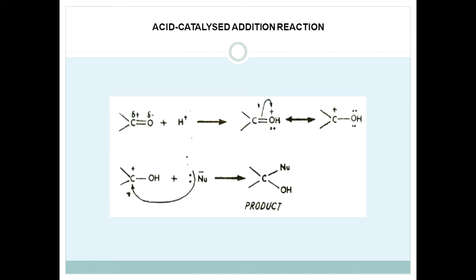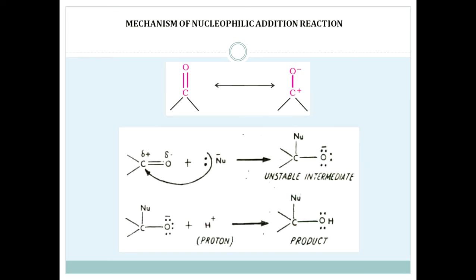So let us know the mechanism. First, the nucleophile adds to the carbonyl carbon to form an unstable intermediate. This unstable intermediate gives the final product by abstracting a proton from the solvent or the reacting reagent. The entire process is reversible under certain conditions. Nucleophilic addition reactions of the carbonyl group are catalyzed by acids or bases.